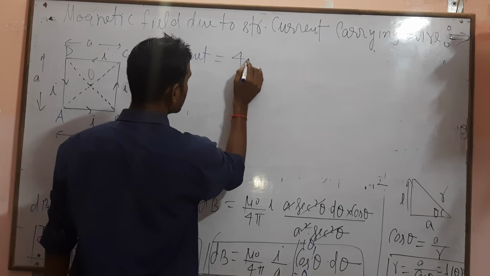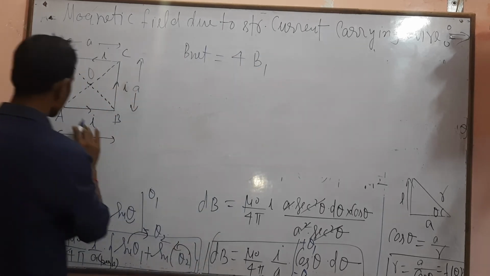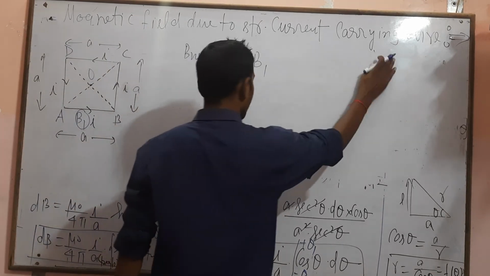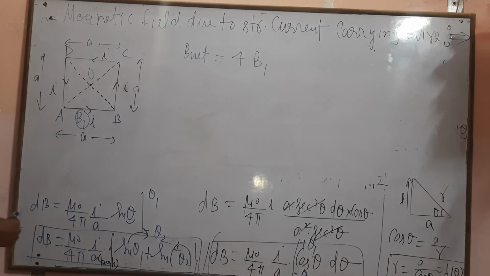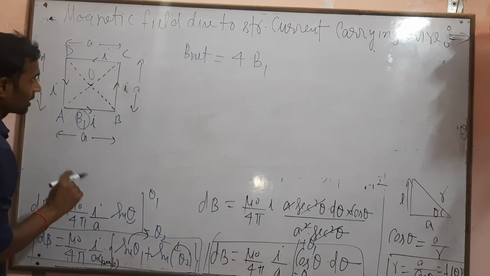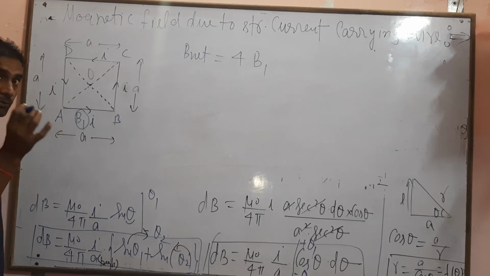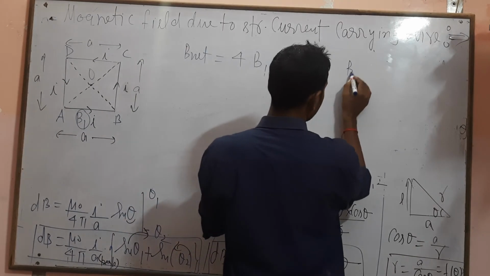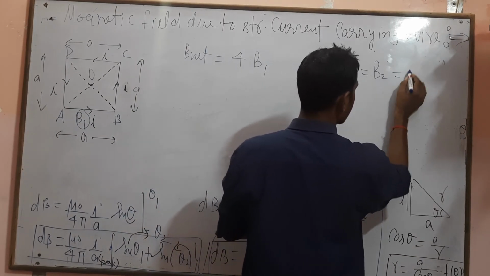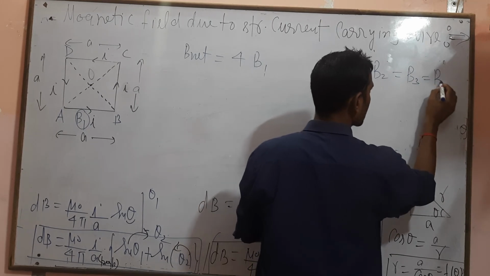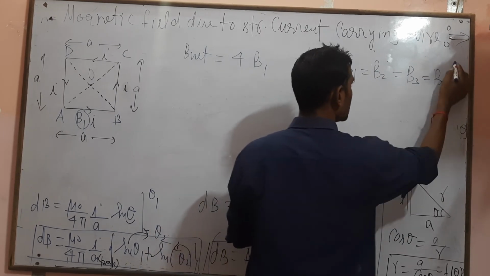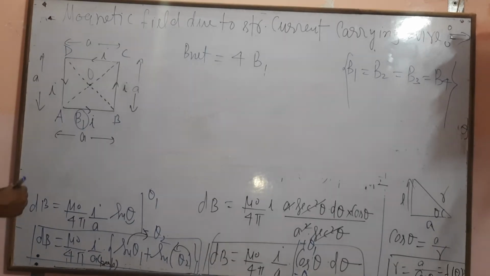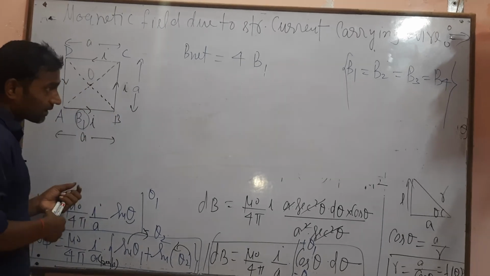This implies that the net magnetic field will be equal to 4 times the magnetic field B1. Let us suppose the magnetic field due to this wire is B1, and we are trying to find out whether the magnetic fields due to B1, B2, B3 are the same or not. If B1 equals B2 equals B3 equals B4, if the magnetic field is the same, then you can write the net magnetic field at point O as 4 times B1. So at point O, what will be the magnetic field?